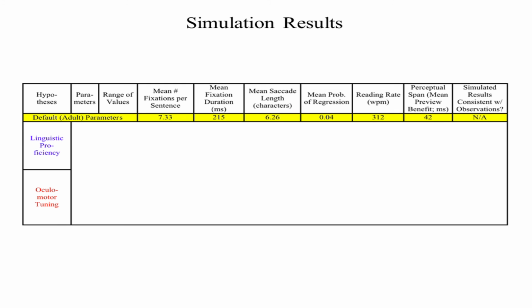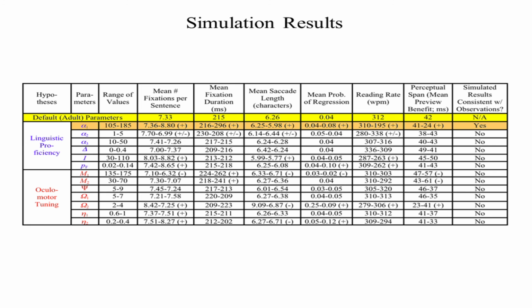So what we did is we used the EZ Reader model using the default adult parameter values to generate predictions about the mean number of fixations per sentence, the mean fixation duration, mean saccade length, mean probability of regression, the overall reading rate, and the perceptual span measured in terms of the amount of parafoveal preview you get in milliseconds. And then relative to those values, using the adult parameters, we systematically manipulated the model's other parameters to see which ones could really account for the pattern that we observe with children.